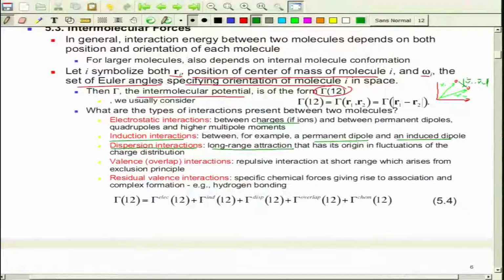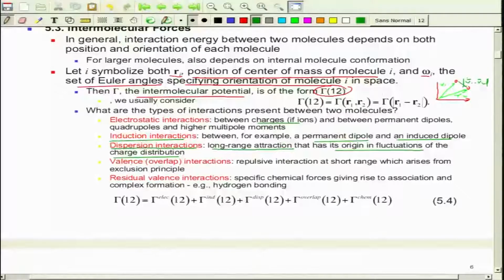This is a long range attraction that has its origin in fluctuations of the charge distribution. Essentially it means that the molecules may be neutral, but even if neutral, due to the fluctuations of the electronic cloud, it can have dispersion interaction. That is what we are going to understand shortly.